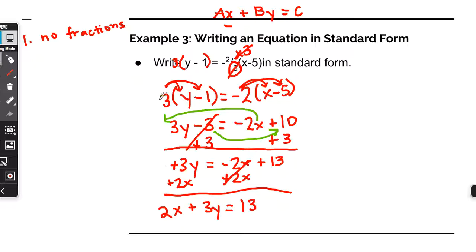So if I check my stipulations, we have no fractions, so we get a check there. Second one was a is positive. So if we look at the first number, that one's positive, so we get a check. And 3 is that they're relatively prime. So we're going to look at 2, 3, and 13 and decide if they have any common factors. One thing that happens in this problem is that 2, 3, and 13 are all prime themselves. So if you have a prime number, it's automatically going to be relatively prime. So we get a check mark here too.